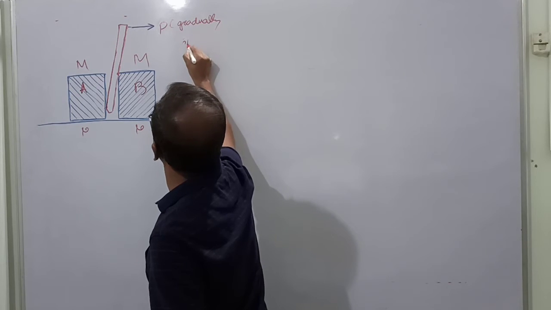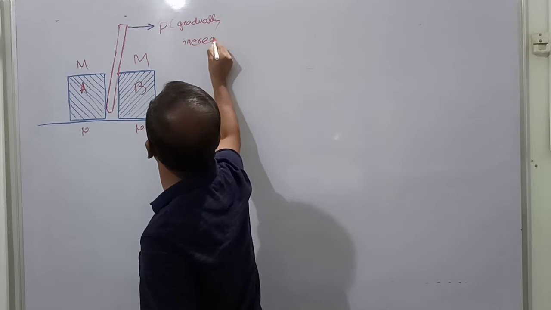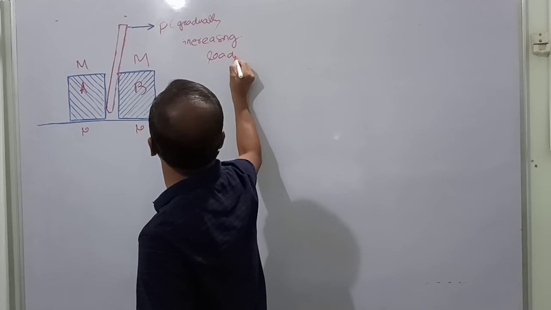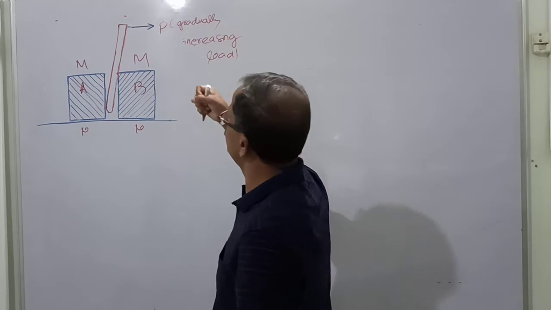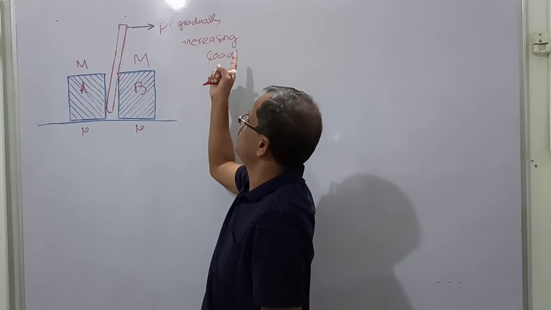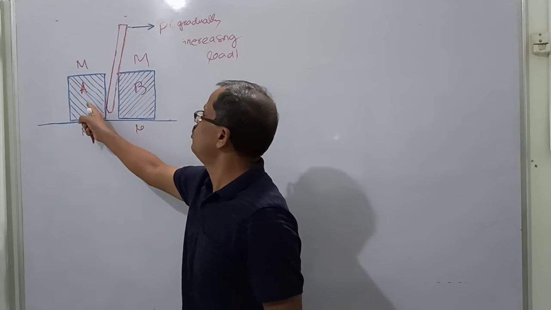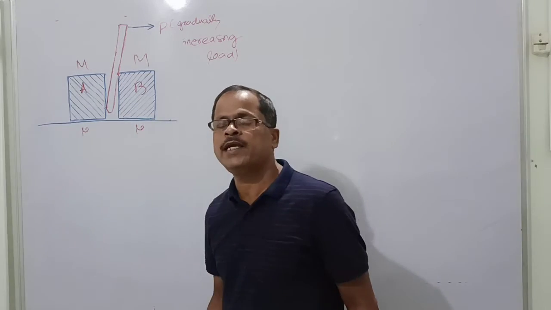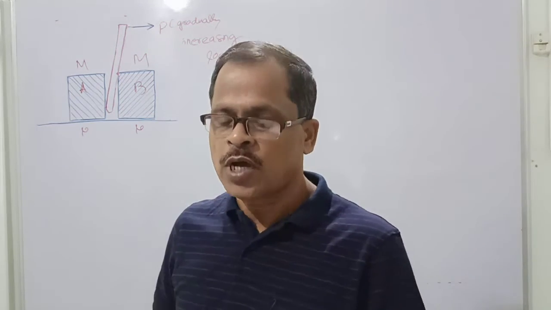Gradually increasing load. The load is gradually, slowly increased. When the load is slowly increased, will A slide to the left, or will B slide to the right? Who will move, to the right or left? So how to decide?